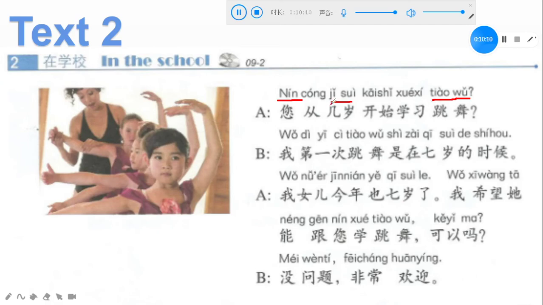Or we can say, at what age did you start to learn dancing? Okay, B. Next sentence. 我第一次跳舞是在7岁的时候。Okay.